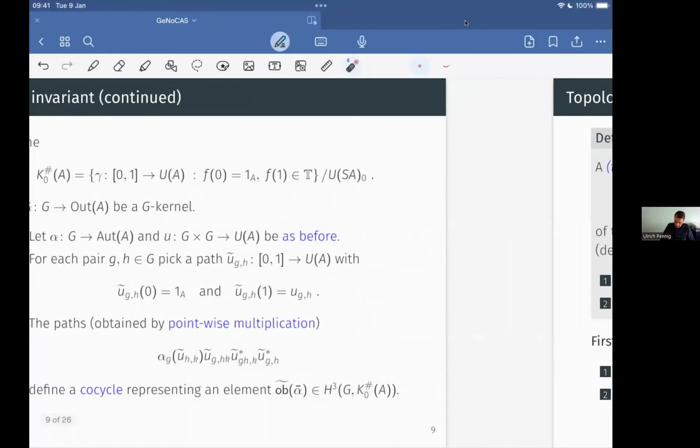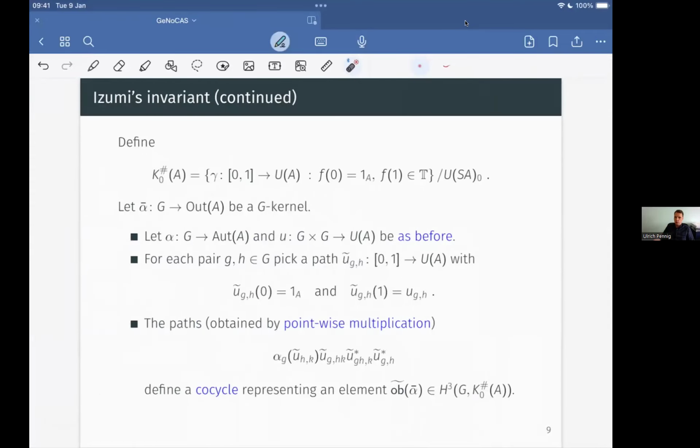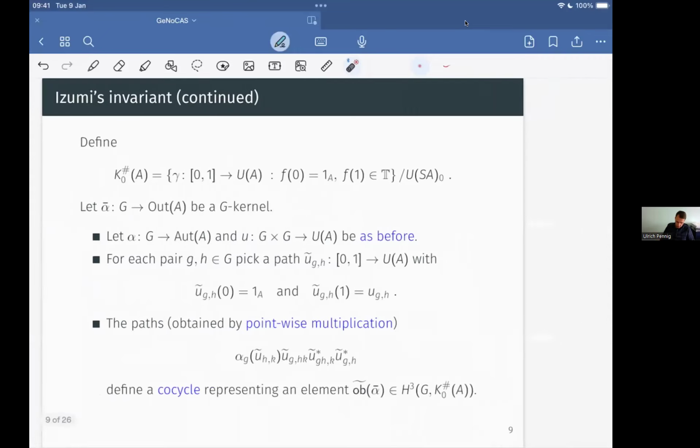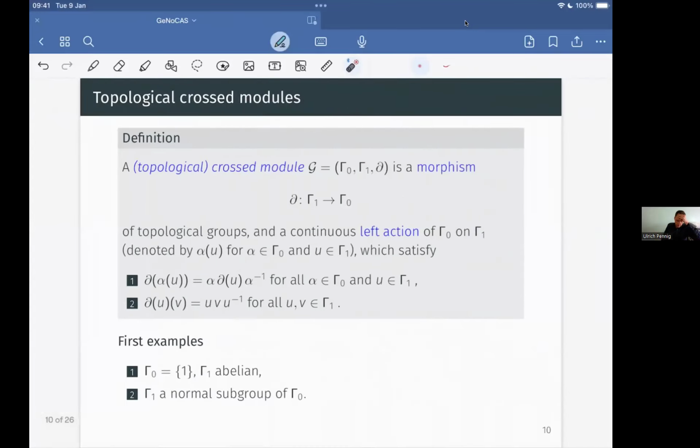And now I want to understand these in terms of topology, because there's actually a topological construction that was around for years that captures exactly what is going on here. And that's the notion of a crossed module. These were invented way back by, I think, Whitehead, who studied this in the context of homotopy theory. So what is a crossed module?